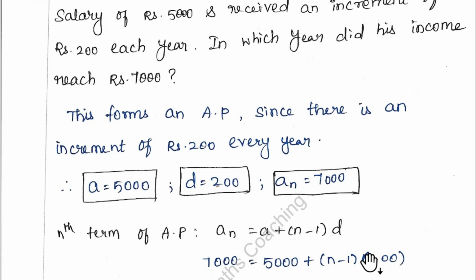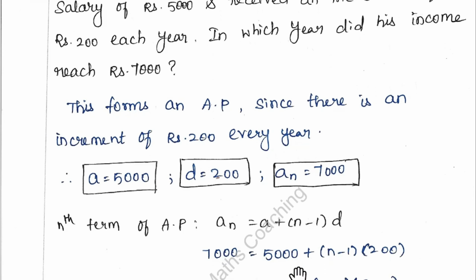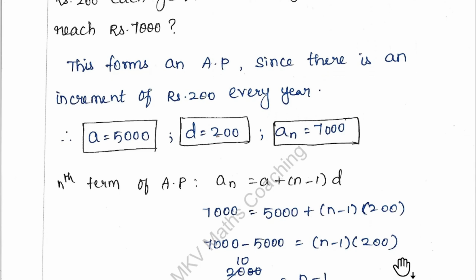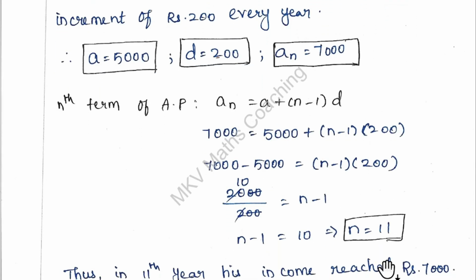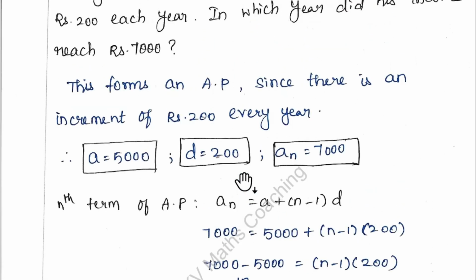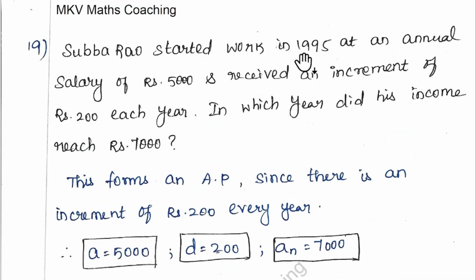So I am taking the AN formula and substituting it here, like AN is 7,000, A is 5,000, N minus 1, I'm keeping it as it is to find the N value. D is 200. Okay, so if I calculate this, I'm getting N as 11. So after 11 years, I am getting the value of 7,000. Okay, after 11 years means how will you write? They have given already the first year as 1995. Okay, this is the first year.